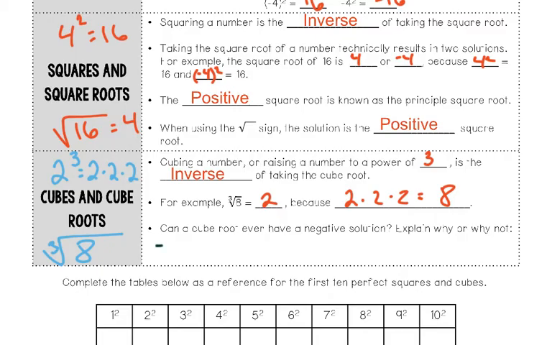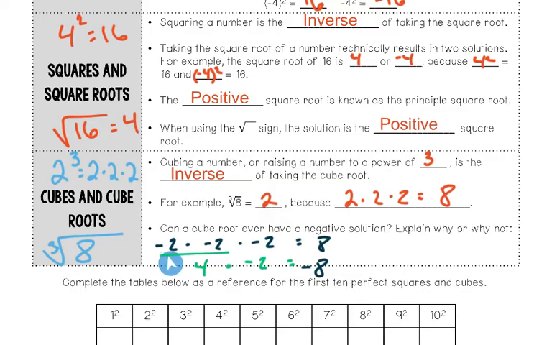So let's say, can the cube root of 8 be a negative 2? That would mean negative 2 times negative 2 times negative 2 would have to equal 8. Well, let's try that out. Negative 2 times negative 2 is positive 4. A negative times a negative is always positive. Then I bring down this other negative 2. Now I have a positive 4 times a negative 2. A positive times a negative is always a negative. So 4 times 2 is 8.